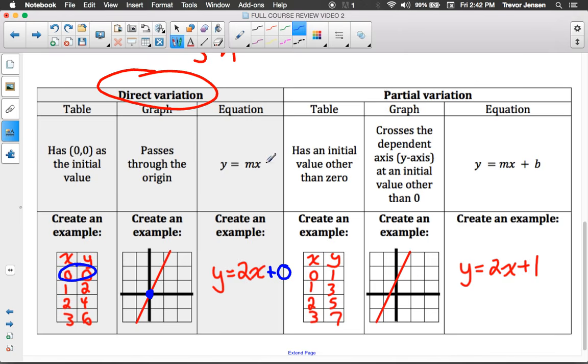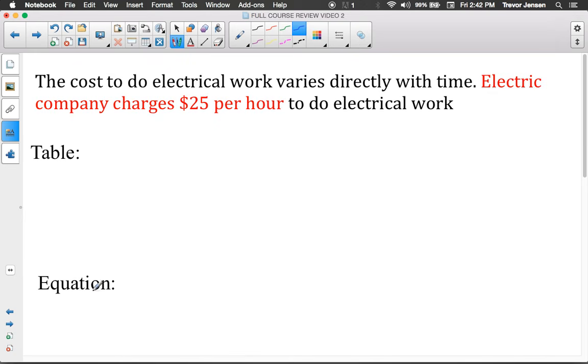The equation has nothing added at the end here. You don't see a plus b because the b value is 0. The y-intercept is 0. Partial variation relationship has an initial value that is not 0. So when x is 0, y is something else. In this case, I gave an example of y being 1 when x is 0. That means, graphically speaking, the line is not going to pass through the origin. In this case, it's going to pass through 1. In the equation, you're going to see that y-intercept, that initial value, added after the x. And we call that a partial variation relationship.